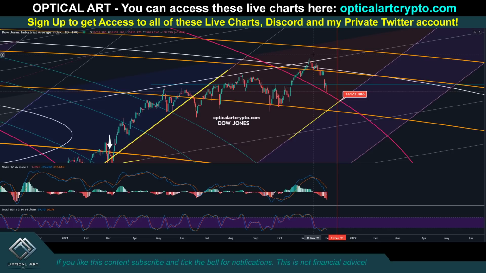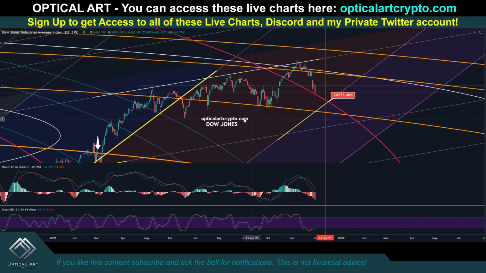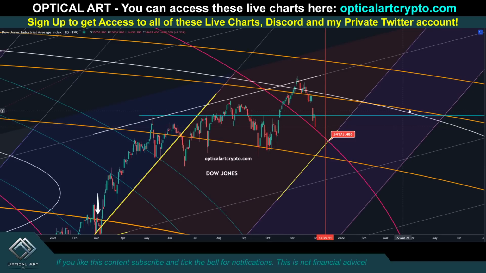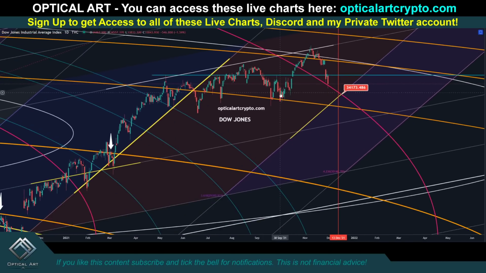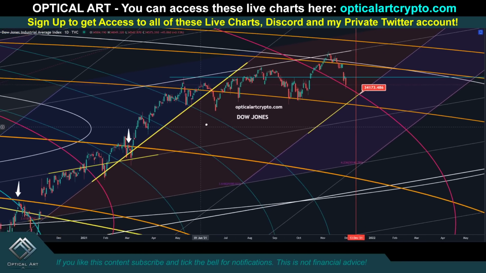But let me show you this. This is another chart showing something's going to happen. If you'll notice, let me get rid of the MACD and RSI. I'm sorry this is running long, guys. I'm trying to explain this. I hope you're paying attention to this.